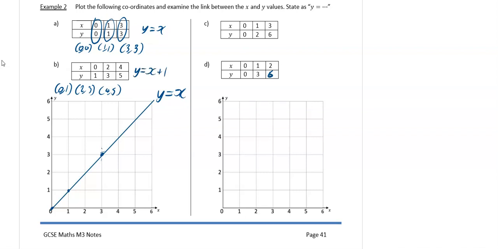So we've got our 3 coordinates, 0, 1. So 0, 1 would be here. And then 2, 3 would be here. And 4, 5 would be here. So there are the 3 coordinates we want to mark on. So I'll mark them a decent size so I can still see them once I've drawn my line.